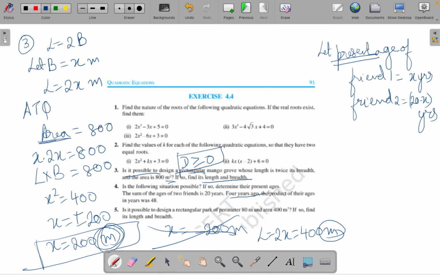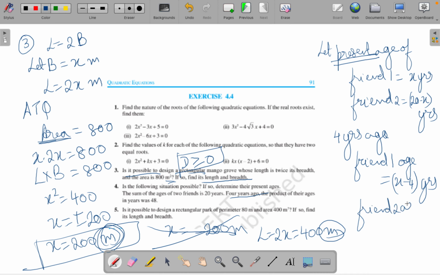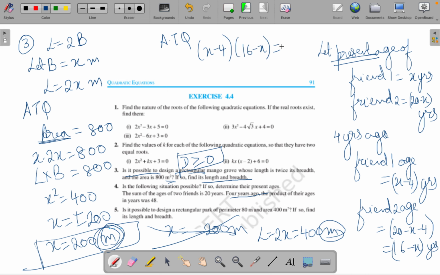Now the question says 4 years ago. So what will happen to friend 1's age? It will be x minus 4 years. And similarly, the second friend's age will be 20 minus x minus 4, right? Which is 16 minus x years. Now, what is the equation given? 4 years ago, the product of their ages, that means x minus 4 into 16 minus x is equal to 48.